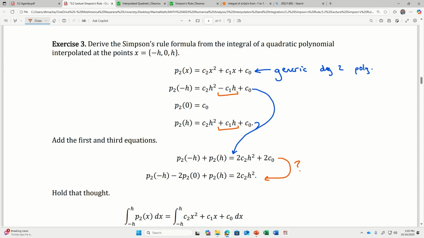On the right side, I'm subtracting 2c0. On the left side, I'm subtracting 2 times c0, right? Because c0 is p2 of 0, so I can just replace that.